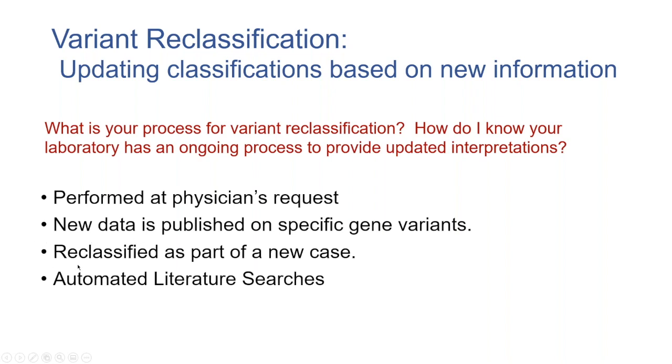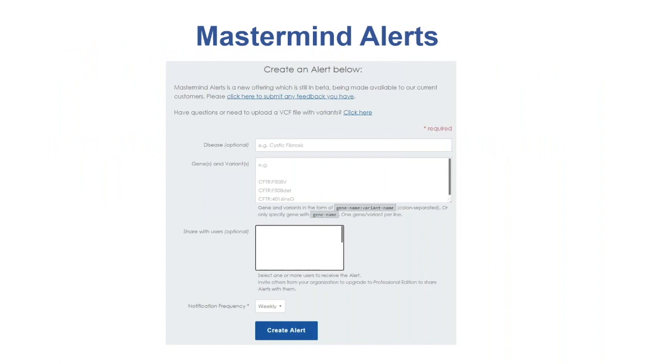We may reclassify a variant as part of a new case. So we haven't looked at a variant recently, but it comes in a new case and the analysts go through it again, find new information that leads to reclassification. But certainly the main tool we're using right now is automated literature searches. They are our main tool for finding new variant information to determine whether we need to reclassify variants. So I'm just going to show you what that looks like.